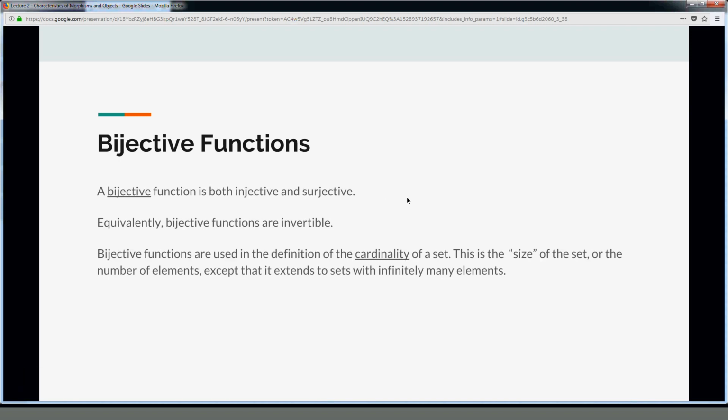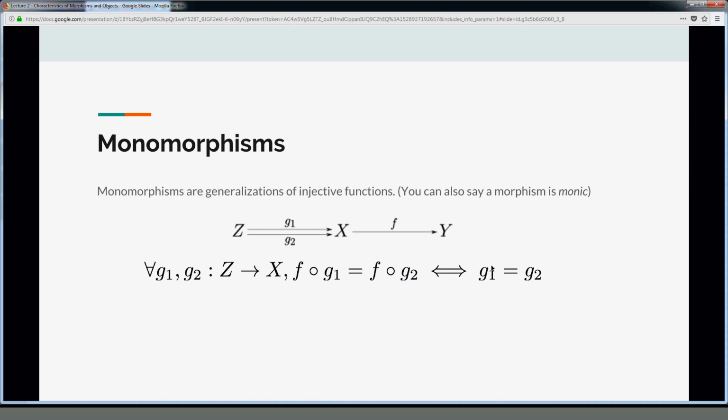Now, we're going to be generalizing these concepts to morphisms and categories in general. So the first generalization we'll talk about are monomorphisms. And they're the generalization of injective functions.